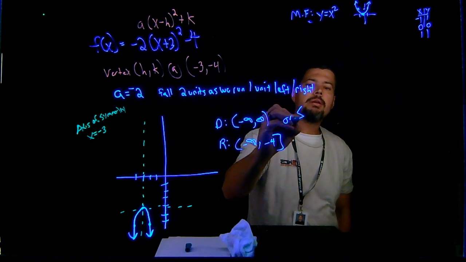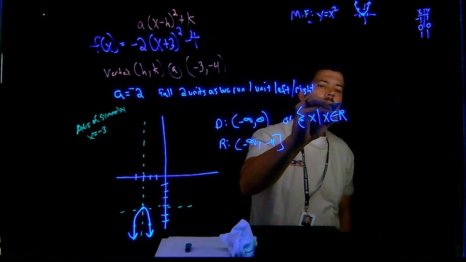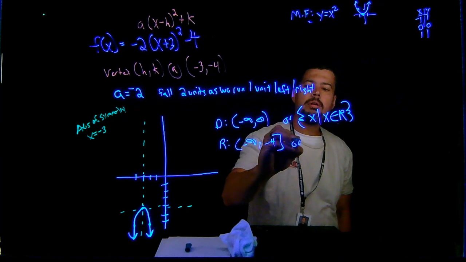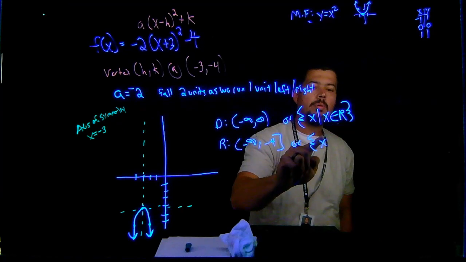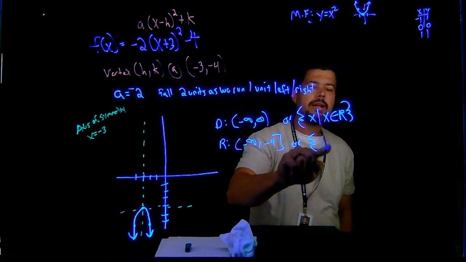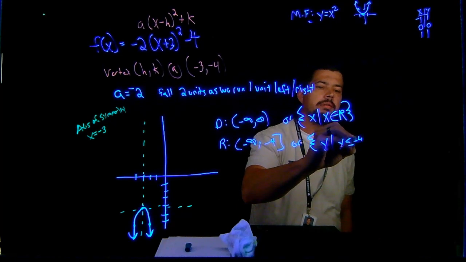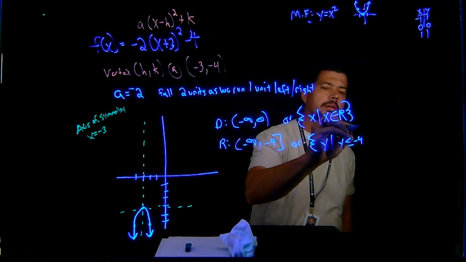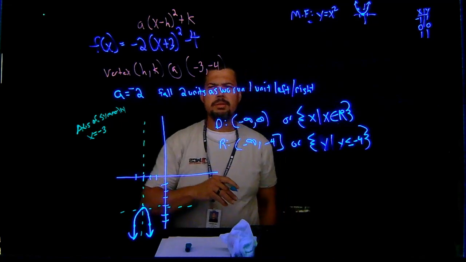Maybe you remember, maybe you don't. If you like what we call set builder notation, all values of x such that x is an element of the real numbers. Or, this one's kind of different, all values of y, I almost wrote an x there out of habit, such that y is less than or equal to -4. And I think that's about everything I want to talk about on that one.